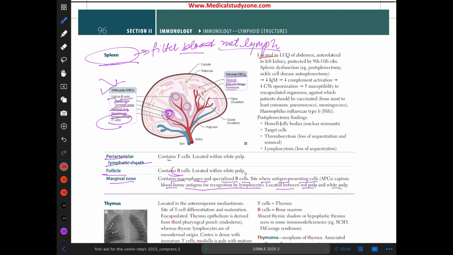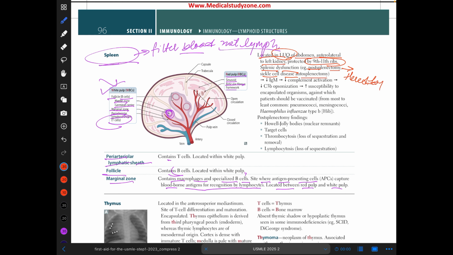Now we are going to read about the location of the spleen. The spleen is located in the left upper quadrant of the abdomen, anterior to the left kidney, and it is protected by the 9th to 11th ribs. Splenic dysfunction, in some patients where the spleen is not working, is mostly due to post-splenectomy or sickle cell disease auto-splenectomy. What does that mean? Post-splenectomy means after dysfunction of the spleen or a removal of the spleen due to different conditions, we are removing the spleen. The main condition is, if you know, hereditary spherocytosis.